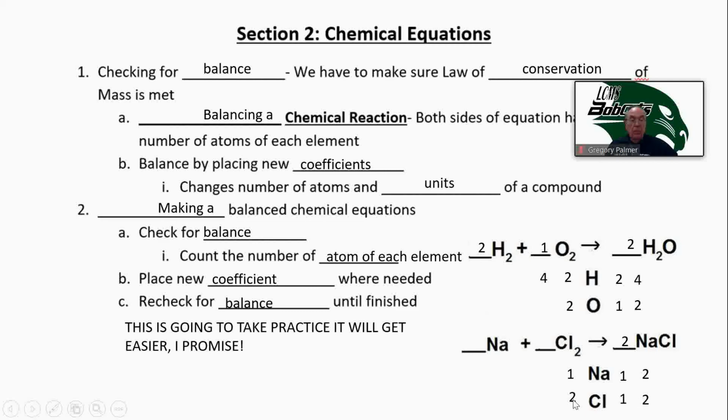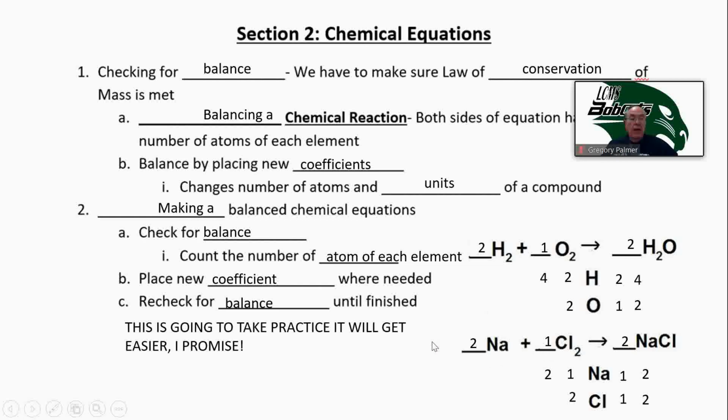We have 2 on the reactant side and 2 on the product side, but we have more sodium on this side than we do on this side. So we're going to put a 2 here in front of the sodium and say we use 2 of this elemental sodium. That means there's going to be 2 of them going in, and that is now equal to what's coming out. 2 sodiums in, 2 sodiums out. 2 chlorines in, 2 chlorines out. And remember, there's an understood 1 here in front of the Cl2.